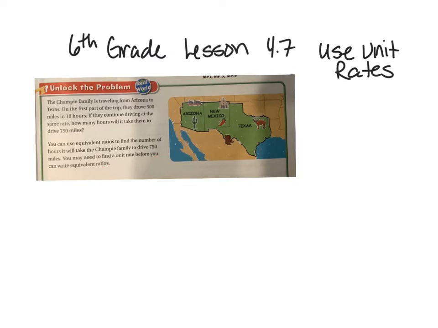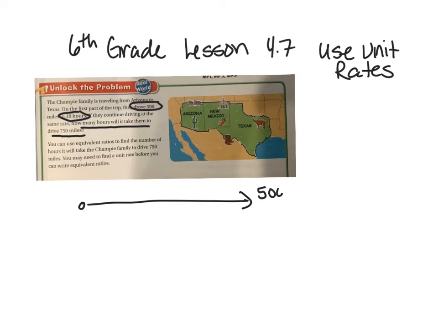Let's underline the question they asked. They asked how many hours will it take them to drive 750 miles? And then let's circle the information they gave us. We know that on the first part of the trip, they drove 500 miles in 10 hours. Let's draw that. Starting from one point, they drove 500 miles in 10 hours. Let's write that as a ratio, 500 miles in 10 hours.